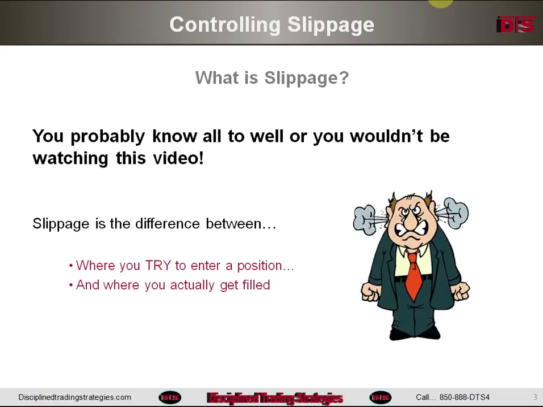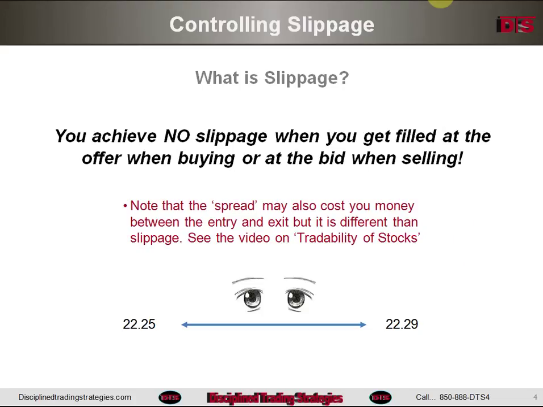Slippage is very simply the difference between where you try to enter a position and where you actually get filled. It can be frustrating sometimes if you're trading the wrong types of stocks or in the wrong way. You achieve no slippage when you get filled at the offer when buying or at the bid when selling. Note that the spread, which is the difference between the bid and the offer, may cost you money eventually between your entry and your exit price, but it is different than slippage. View the video on tradability of stocks to get a better understanding of slippage, depth, and liquidity.